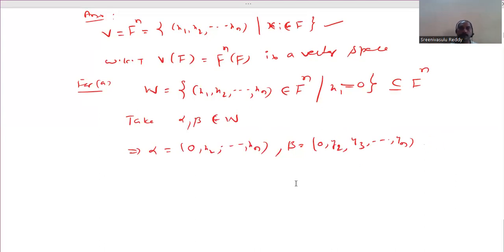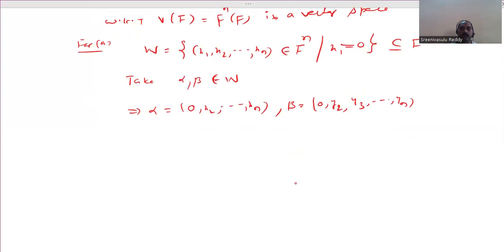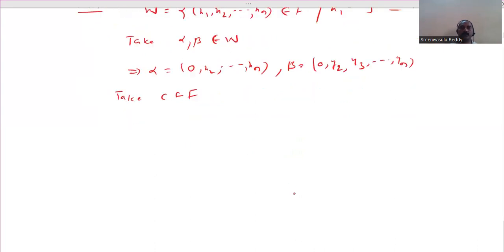Now our goal is c alpha plus beta. Now take c from the field. What is the c alpha plus beta value? Evaluate this: c times alpha, (0, x2, x3, and so on, xn), plus beta, (0, y2, y3, and so on, yn).